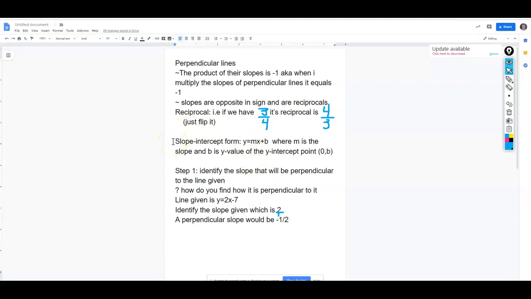And now the question was asking us to put it into slope-intercept form, right? So we can take this, so step 2, plug in the perpendicular slope found into slope-intercept form. y equals mx, and the m is our slope, so we would have -1/2 x plus b.